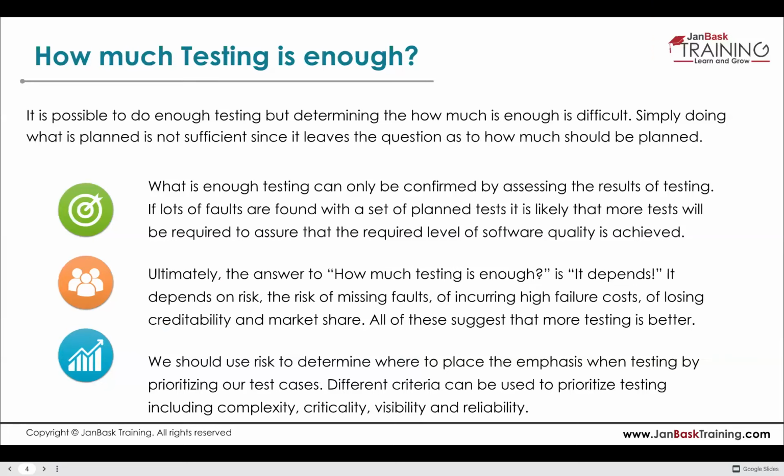That if a lot of faults are found with a set of planned tests, it is likely that more tests will be required to assure that the required level of software quality is achieved. So we need to keep our quality in mind as well, right? Now suppose while planning, it was decided that if we do this 100 set of testing, that would be enough, and that would cover almost every aspect or every feature of our application.